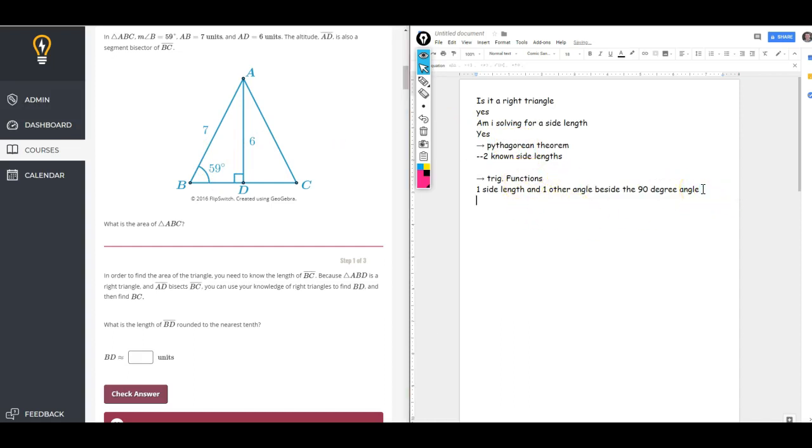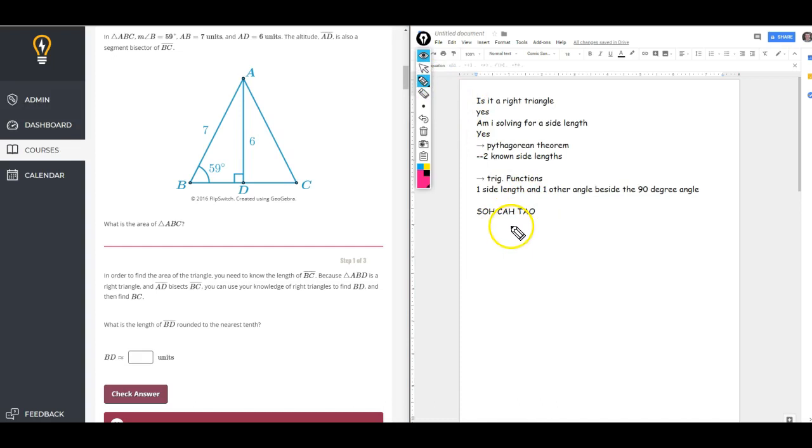I will show you both and show you some of the strengths of trig functions and some of the downfalls of the Pythagorean theorem, I guess. It just depends on which situation you want to use it in. So again, trig functions are sine, cosine, and tangent. I remember my ratios by using the mnemonic device SOHCAHTOA. Sine is opposite divided by the hypotenuse side length. Cosine is the adjacent side length divided by the hypotenuse side length. And tangent is the opposite side length divided by the adjacent side length.